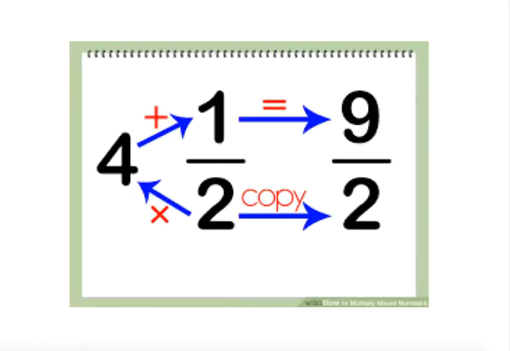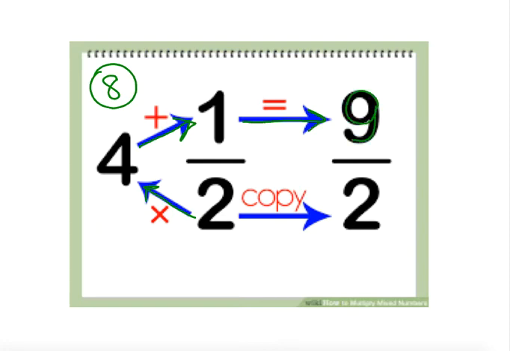Let's start changing a mixed number into an improper fraction. I have a chart here as a way to remember the steps. The mixed number that I'm working with is 4 and 1/2. What we're going to do is 2 times 4 is 8. Then we're going to add in 1, which gives us 9.